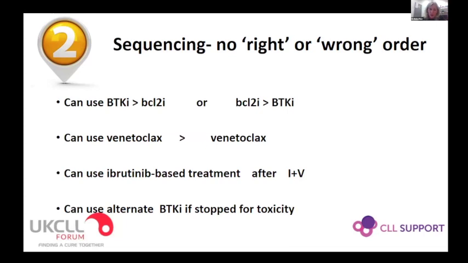But what we do know, based on a collection of both prospective and retrospective data, is that we can effectively use a BTK inhibitor after venetoclax or vice versa. That we can use venetoclax to retreat in patients who've been previously exposed to venetoclax fixed duration, and that there is evidence from the Captivate data that we can use ibrutinib-based treatment after I+V, bearing in mind that in all of these studies, we're talking about tens of patients, maybe 100 and so patients. We're not talking about large randomized studies. And we know that using an alternative BTKI is an effective and useful strategy if we've had to stop another BTKI because of toxicity.